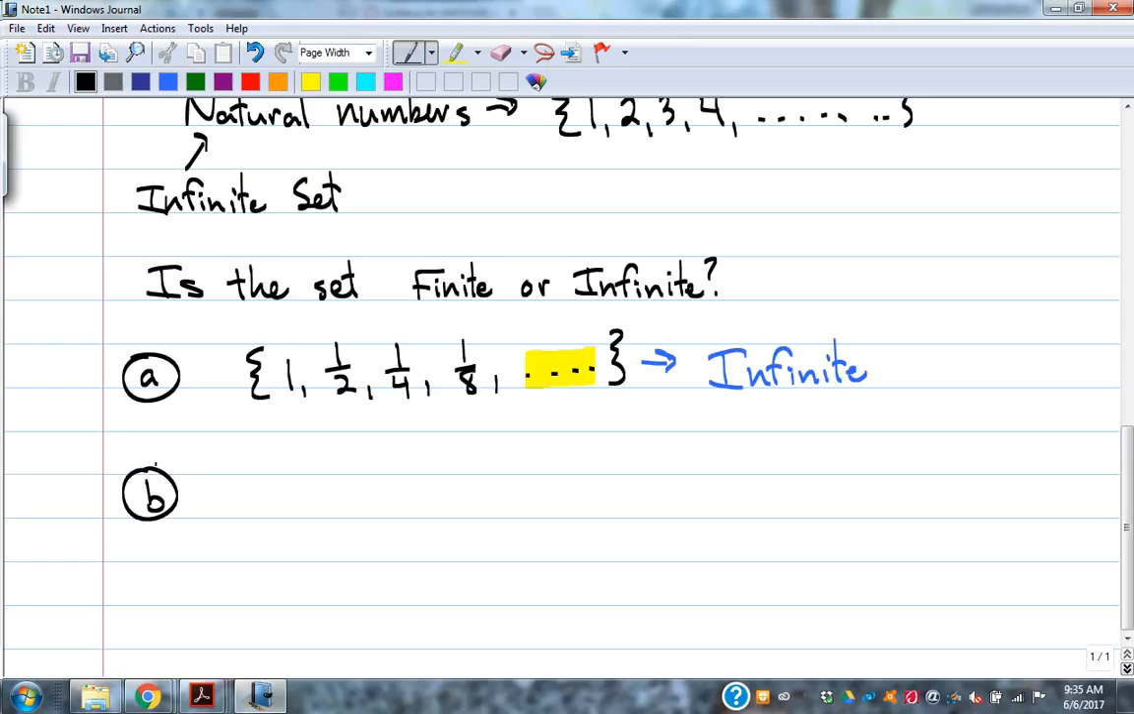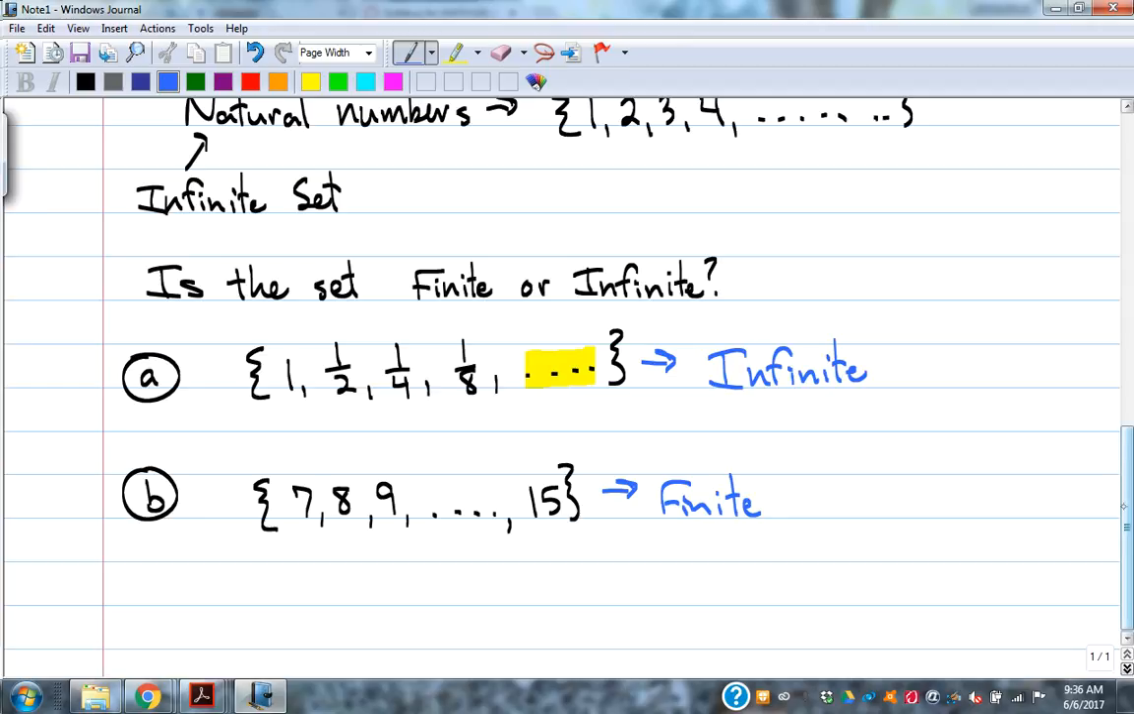Example B, let's say we had a set 7, 8, 9, ..., comma 15. So the 7, 8, 9 kind of establishes the pattern that we're going by. The ... is in the middle here, not at the end. So is that a finite or infinite set? Finite, yeah, that's exactly the case. It's finite because it stops. And it's just the counting numbers from 7 to 15 is what that is.